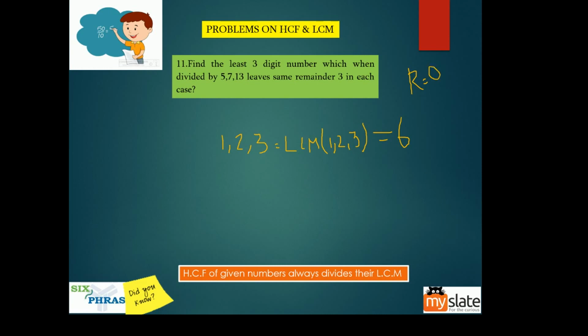Okay. Now 1, 2, 3. Let us take this one out. Okay, we don't need this one. Let's take 2, 3. So the LCM of 2, 3 is 6. So 6 is divisible by 2 and 3 and gives you a remainder of 0. When 6 is divided by 2 and when 6 is divided by 3, it will give you a remainder of 0.